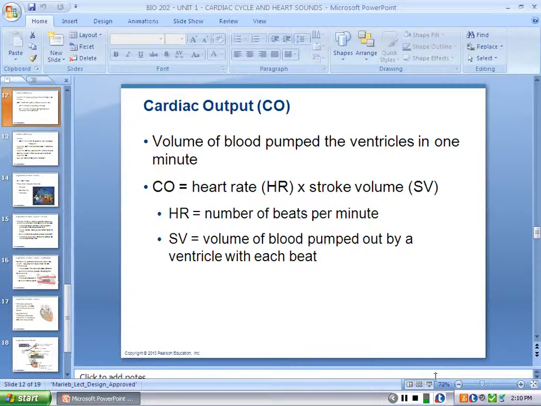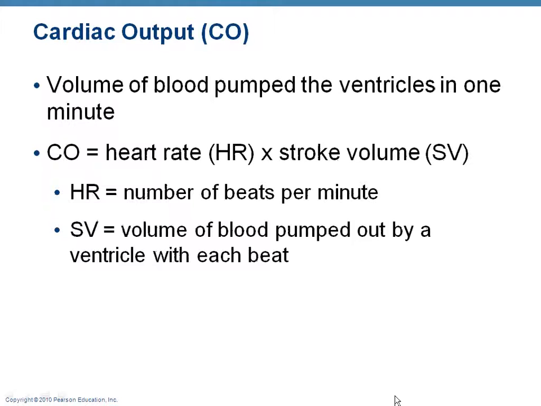All right, we are back with the second part of this lecture on the cardiac cycle and heart sounds, and now we're going to talk about cardiac output. Okay, so we've been through the events of the cardiac cycle, and a couple of things I want you to recall right away: your end diastolic volume and your end systolic volume, referring to the volume of blood in your right and your left ventricle combined.